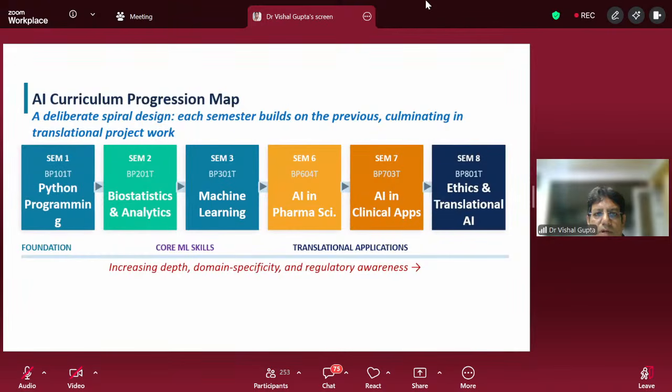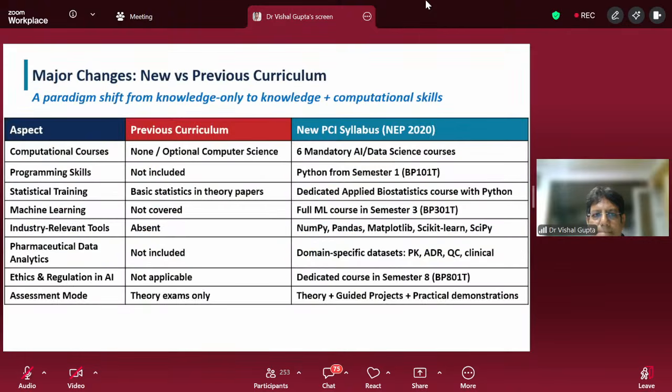So the curriculum design is a deliberate spiral design where each semester builds upon the previous one, culminating in translational project work. So there is a foundation in the first semester, core ML skills in the second and third semester, and translational applications in the sixth, seventh, and eighth semester. Thereby we are increasing depth, domain specificity, and regulatory awareness.